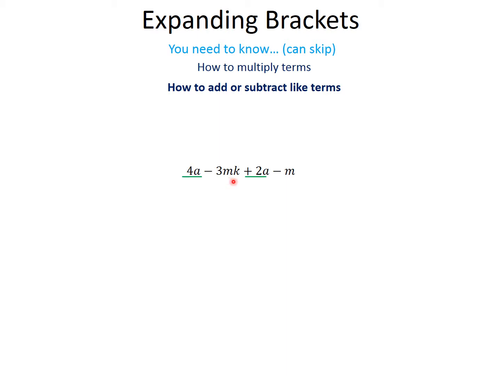Now when we look at this mk, that is not a like term to m over here. This is mk, that's just m. They're two different things. It has to have the same combination of letters, but remember the letters can be in a different order. So if I had a km over here, then that would be okay. That would be the same as mk. So the order doesn't matter, but all the letters have got to be there for them to be like terms.